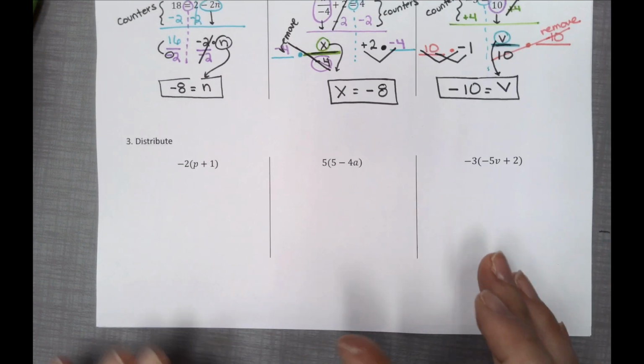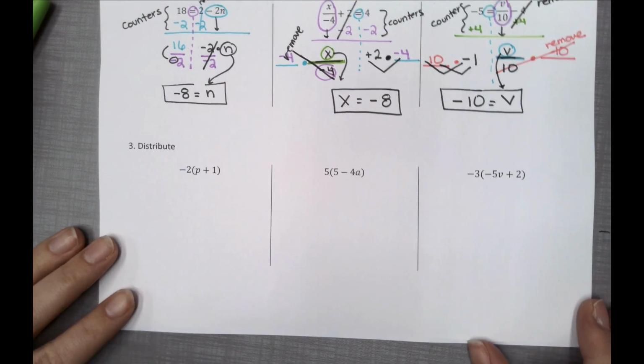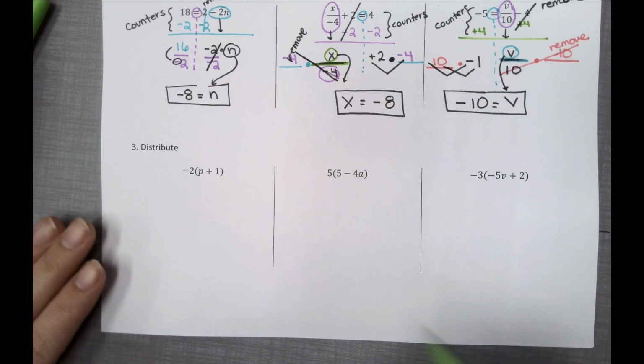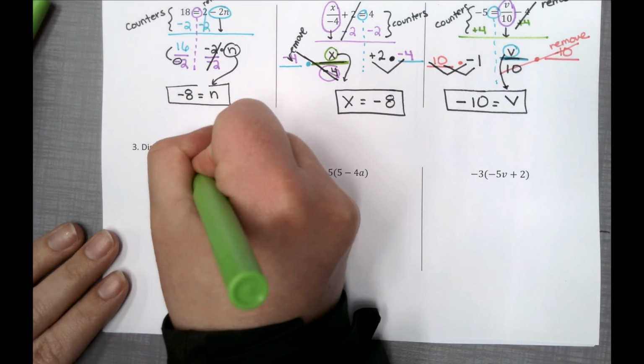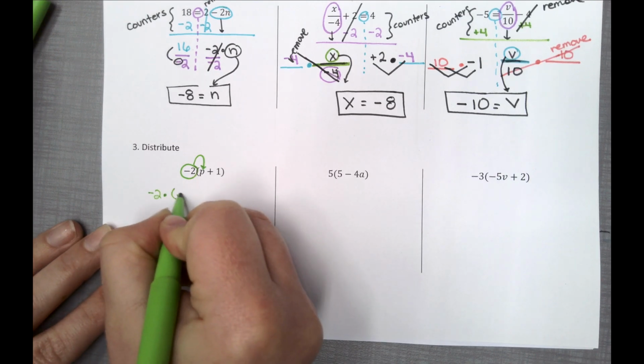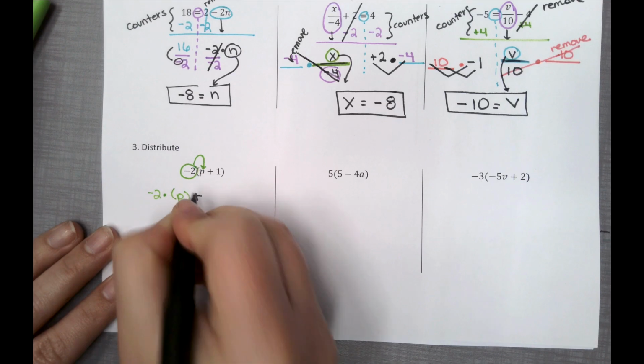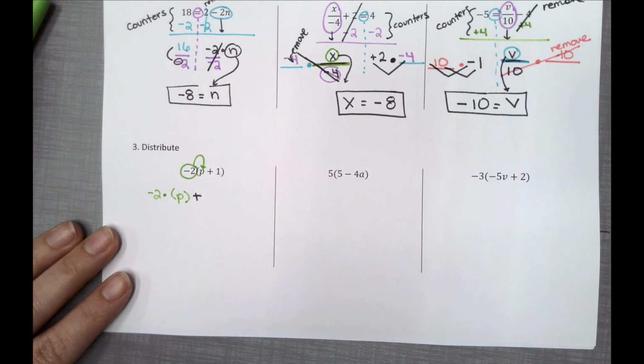Moving down, here it says to distribute. Now, distribute is not solving. You do not have an equals. Instead, we are just using multiplication. Circle that negative 2, bring it onto P. So negative 2 times open, P, close it. Then we have an English and. This is just a continuation like the word and usually is.